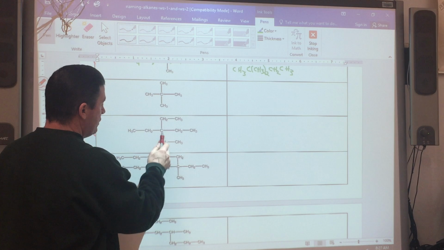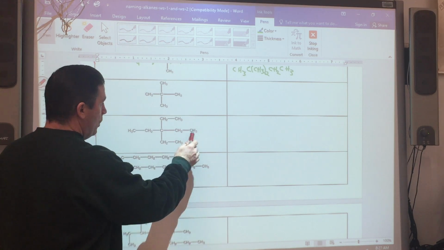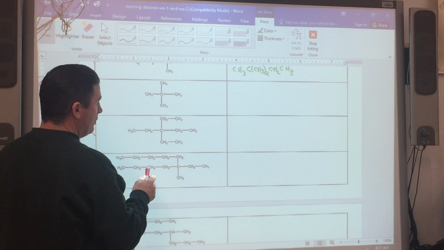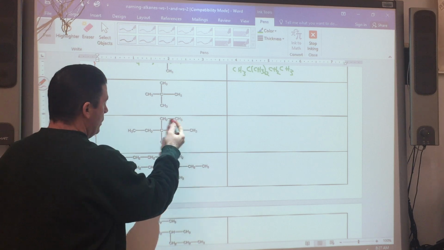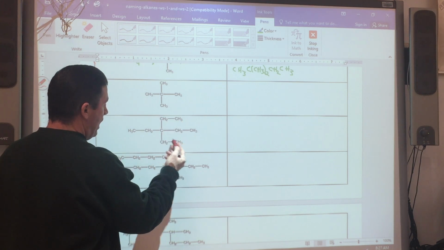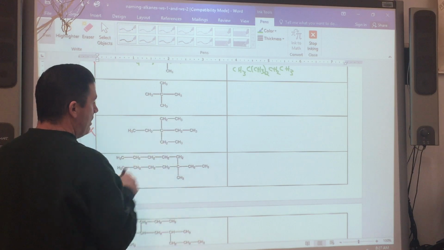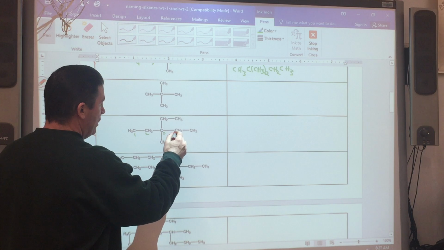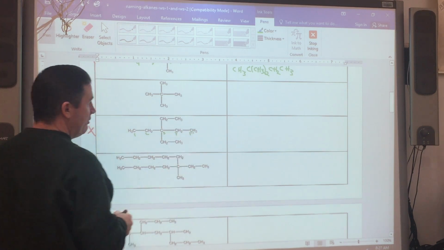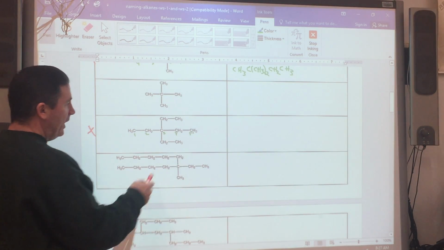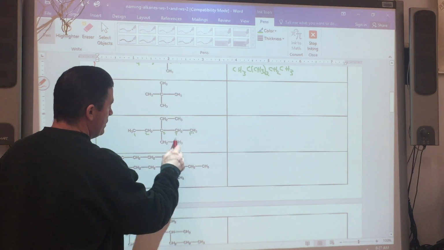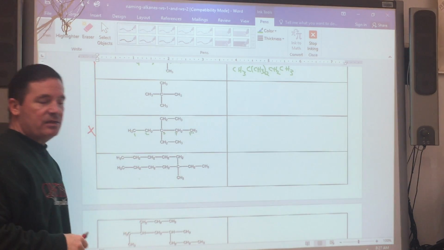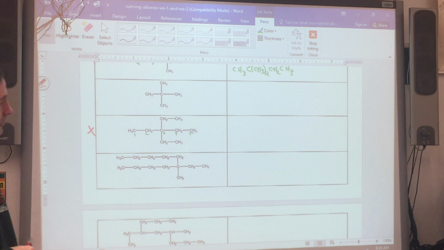1, 2, 3, it's from 3 from left to right. 1, 2, 3, it's from left to right. So it doesn't matter. 1, 2, 3, 4, 5, it's still at number 3. So I might as well start on the left. 1, 2, 3, 4, 5. What do I have here? These are the substituents. 2 is ethyl.